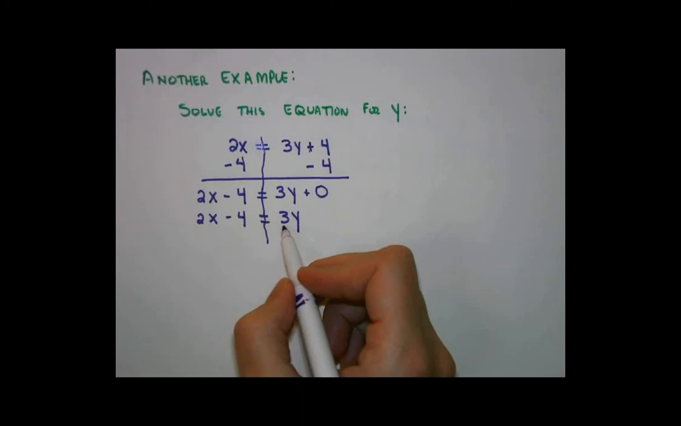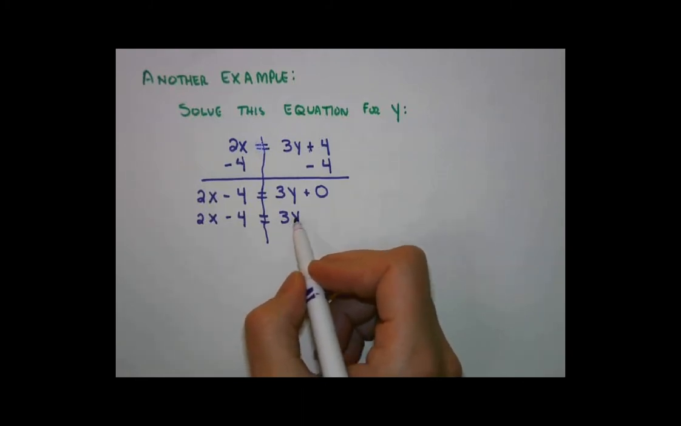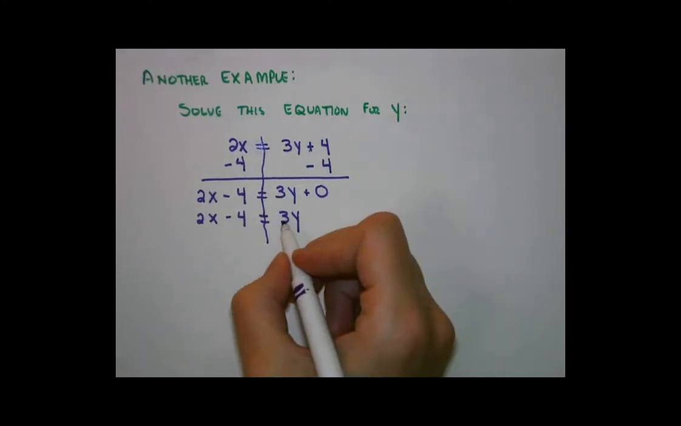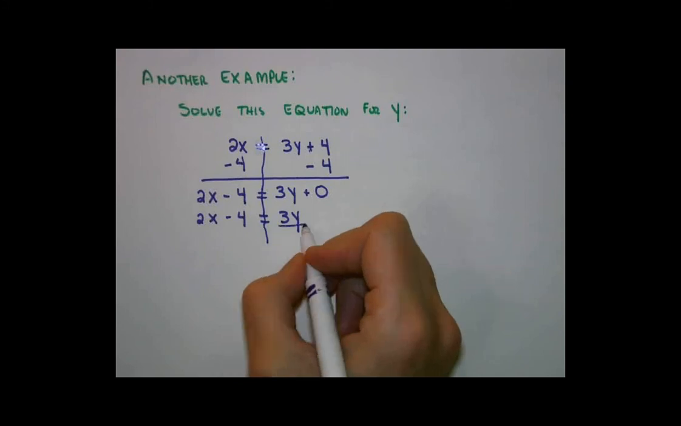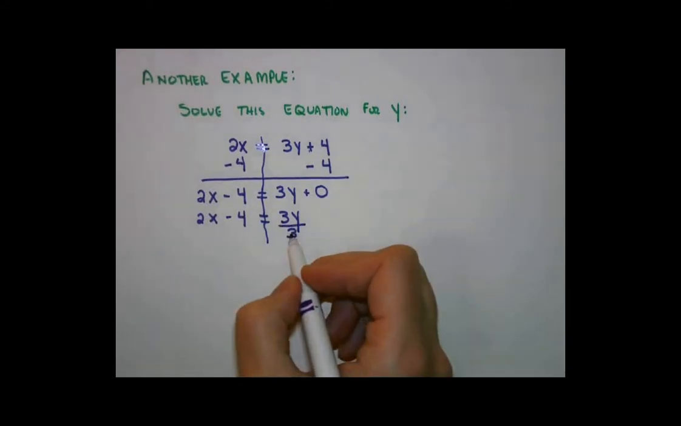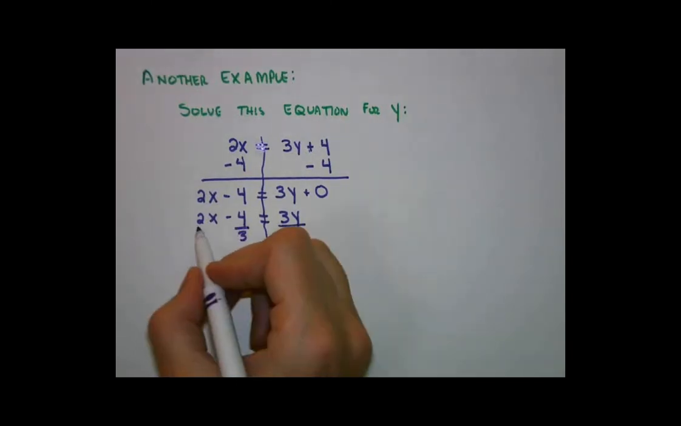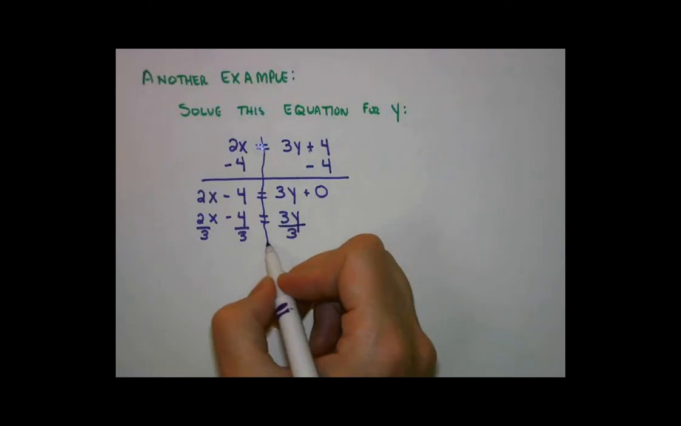Now I need to remove the coefficient of 3 in front of the x. This means, in front of the y. This means 3 times y. So to undo the multiplying by 3, I need to divide by 3. If I divide the right-hand side of the equation by 3, I need to divide everything on the left-hand side of the equation by 3 as well.